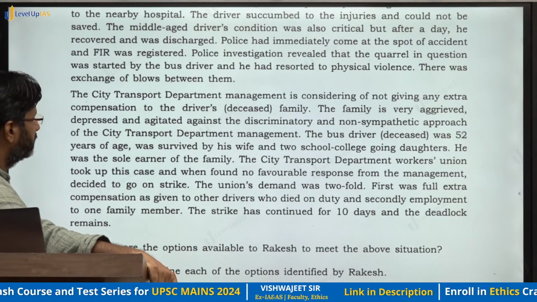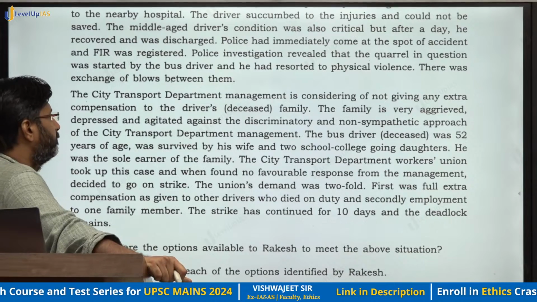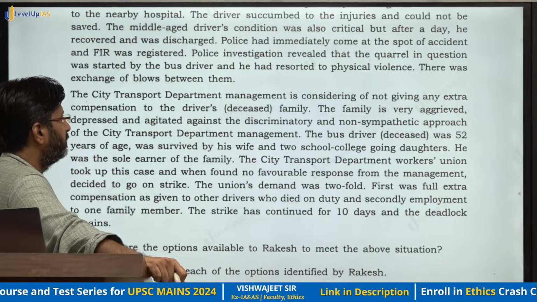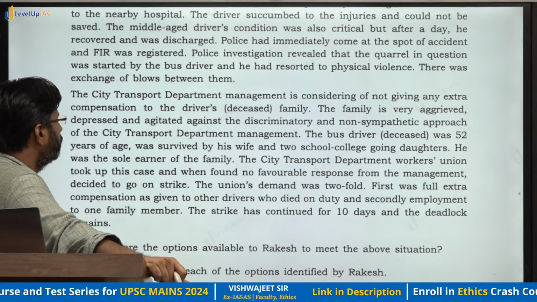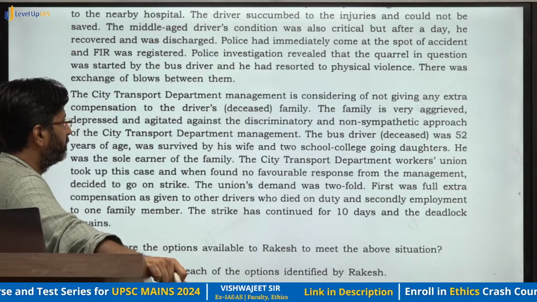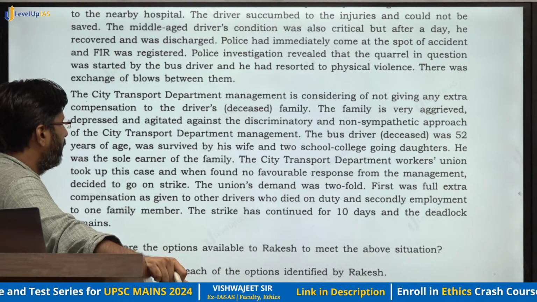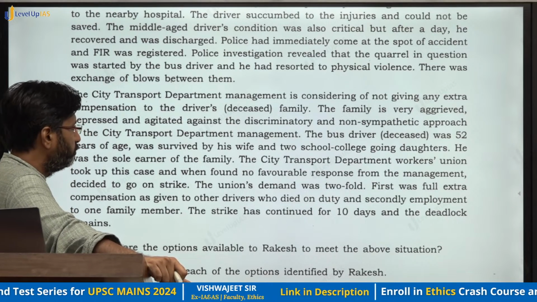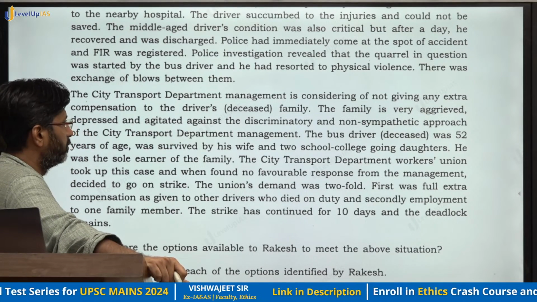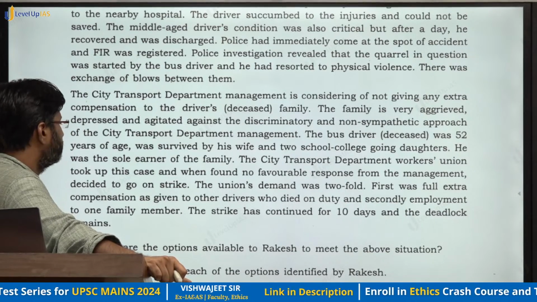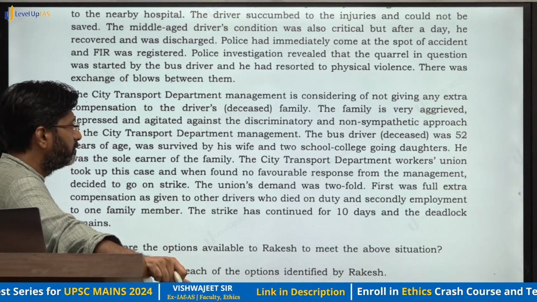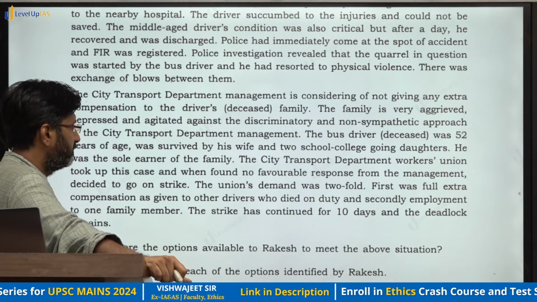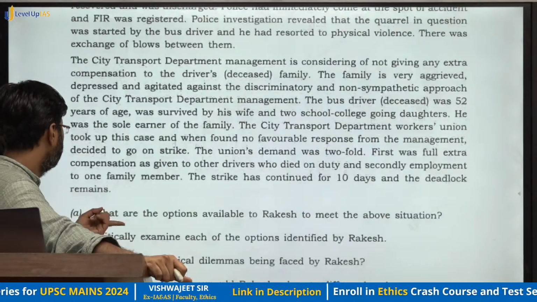The deceased bus driver was 52 years of age and was survived by his wife and 2 school-going daughters. He was the sole earner of the family. The city department workers union took up this case and, when they found no favorable response from the management, decided to go on strike. The union's demand was twofold. First was the full extra compensation as given to drivers who died on duty, and secondly, employment to one family member. The strike has continued for 10 days and the deadlock remains.